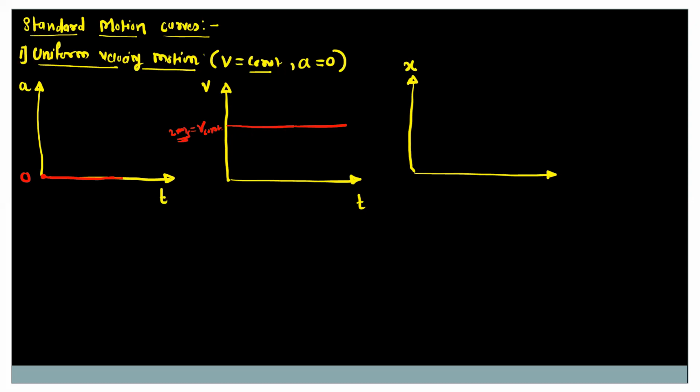Okay, and the position time graph, so if the velocity time graph is a constant line parallel to time axis, then position time graph, it will be a straight line with continuously increasing, having the positive slope. Okay, so this is the positive slope.